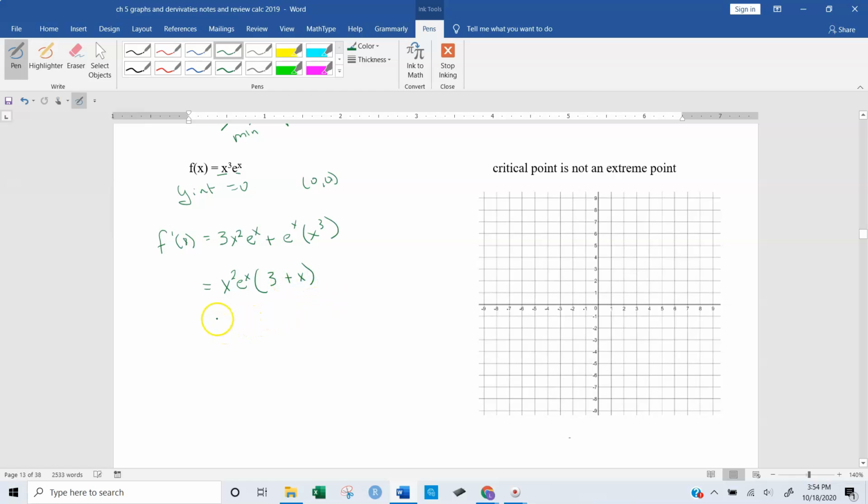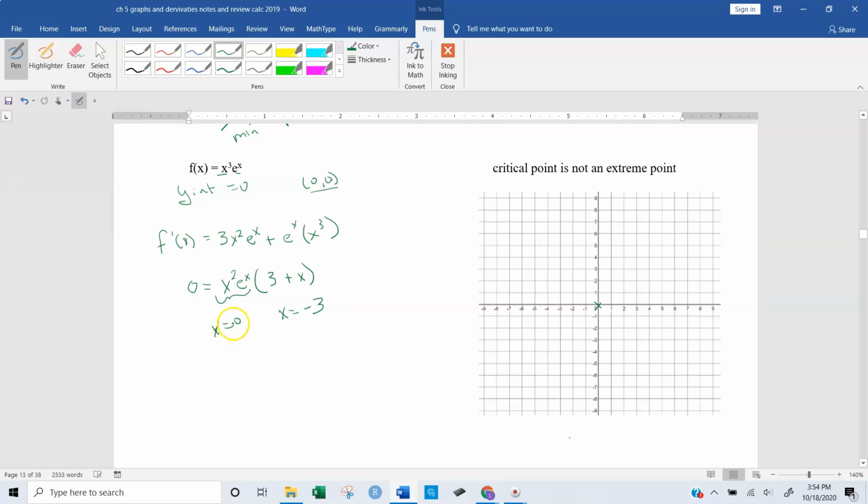All right, a little bit easier to set equal to 0. So when we set this equal to 0, this first term is going to be 0, which we already know because (0, 0) was one of my points. Okay, and my next one is x equals -3. So -3 is either a min or a max, and 0 is either a min or a max.